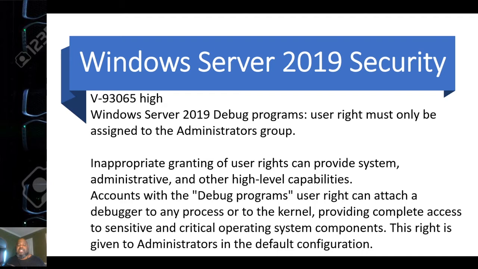Windows Server 2019 debug programs. The user right must only be assigned to the administrators group. Inappropriate granting of this user right can provide system administrator or other high-level accounts with the debug program. This user right can attach a debugger to any process or the kernel, providing complete access to sensitive and critical operations. So if you can put debug operation on that account or that program, you can see all the data flowing within that program, and it's actually going to write it out to a file. So you want to be careful with that.